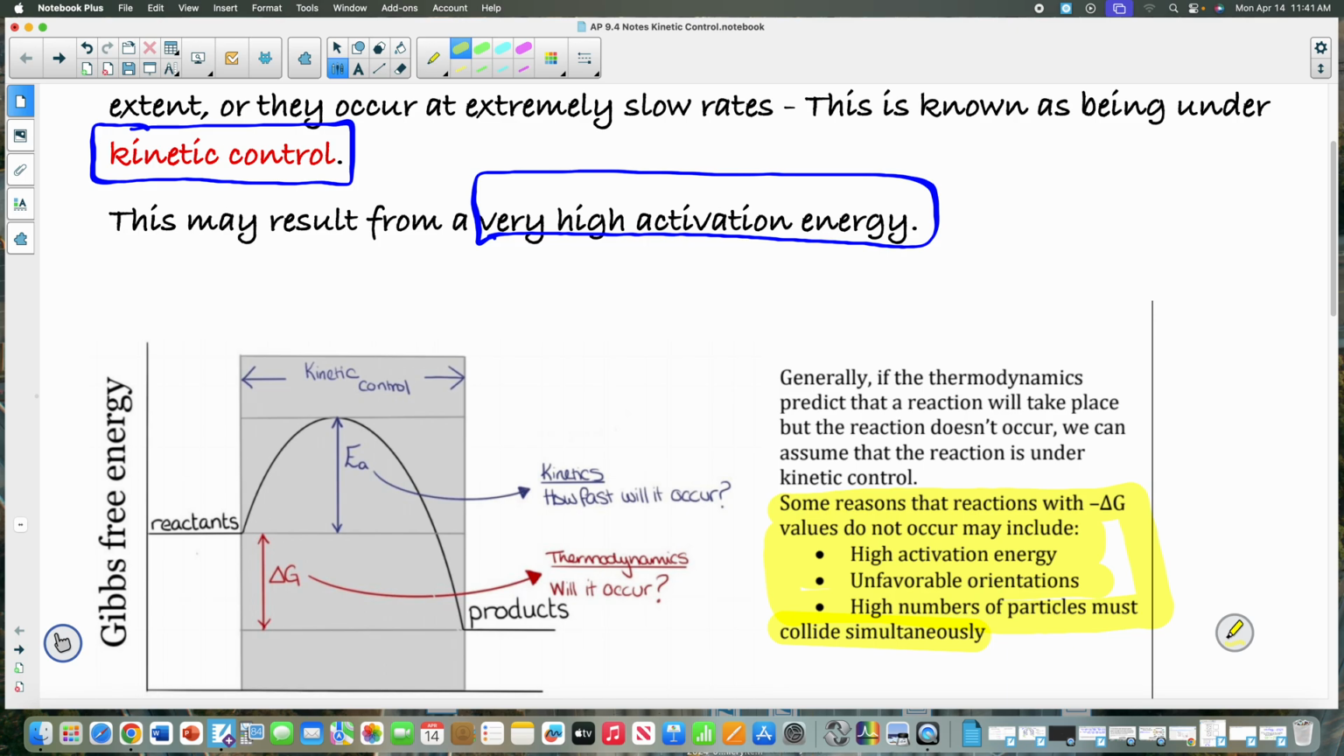Okay, and this is the difference between kinetics, which I think you guys loved our kinetics chapter, and thermodynamics. Thermodynamics, what we've been talking about this unit, delta G, delta H, delta S, tells us will the reaction occur? Kinetics, remember, tells us how fast it will occur.